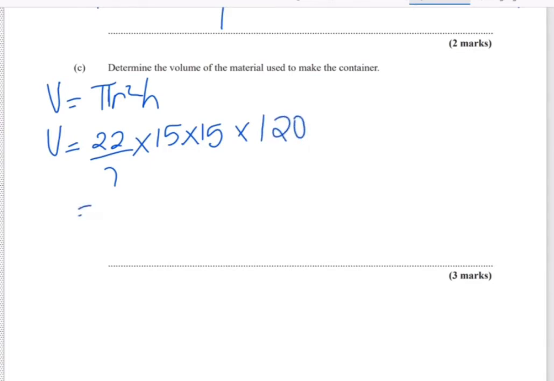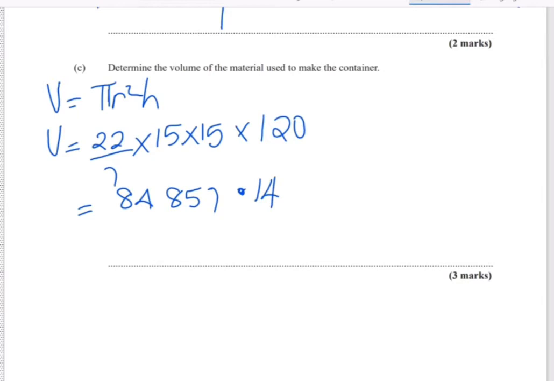So we'll go ahead and calculate this using your calculator: 22 times 15 times 15 times 120 divided by 7. And that gives me 84,857.14. I'm keeping it at 2 decimal places for now, and then we can round it off to one decimal place after, or to a whole number. The question didn't specify. So this is for the large cylinder.